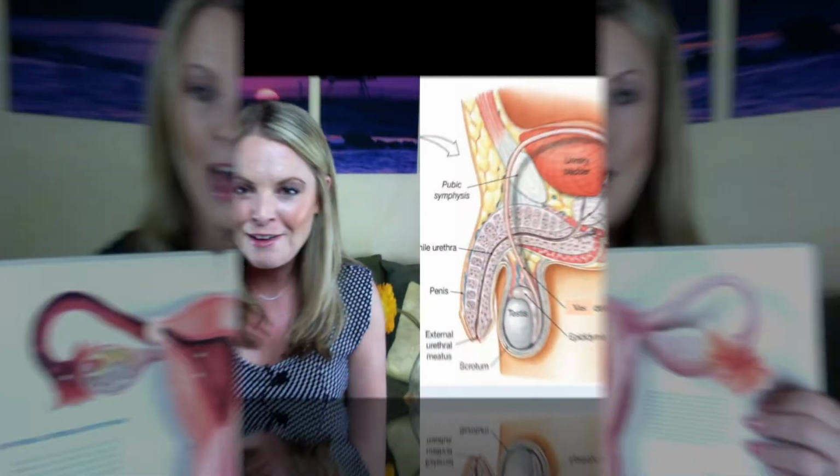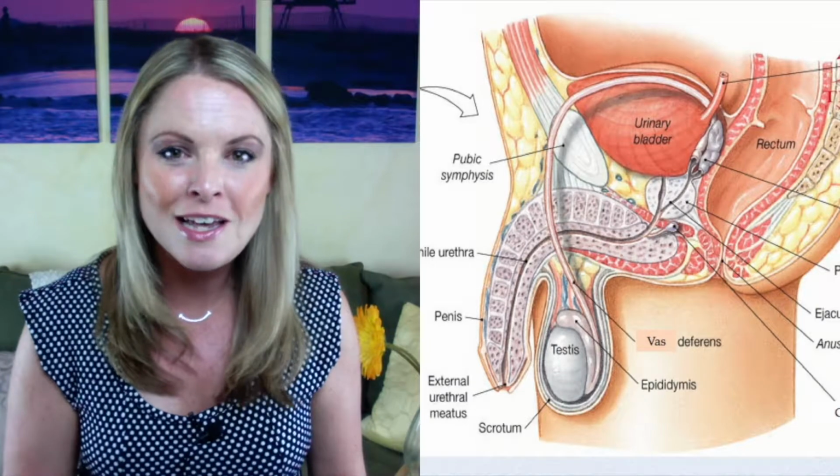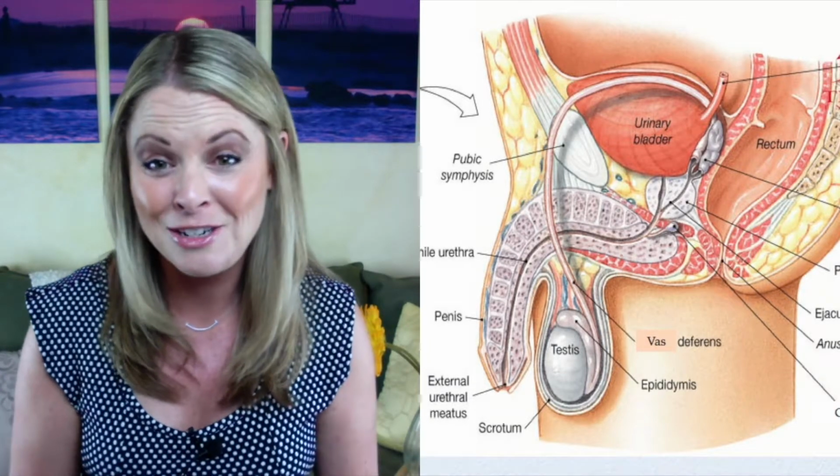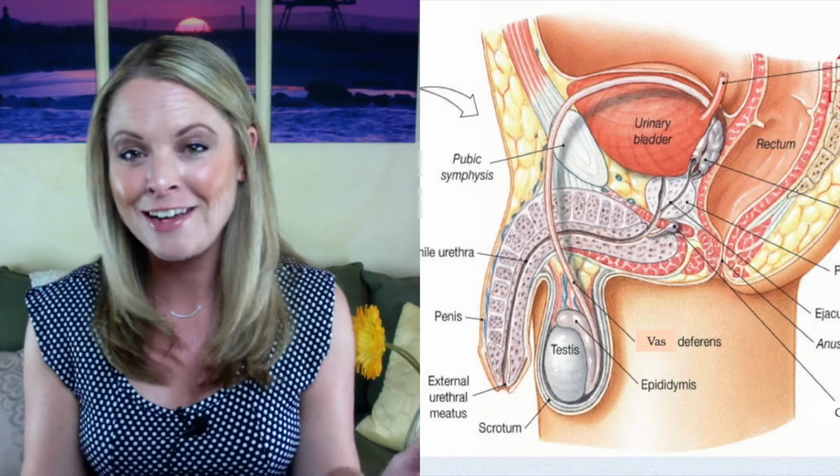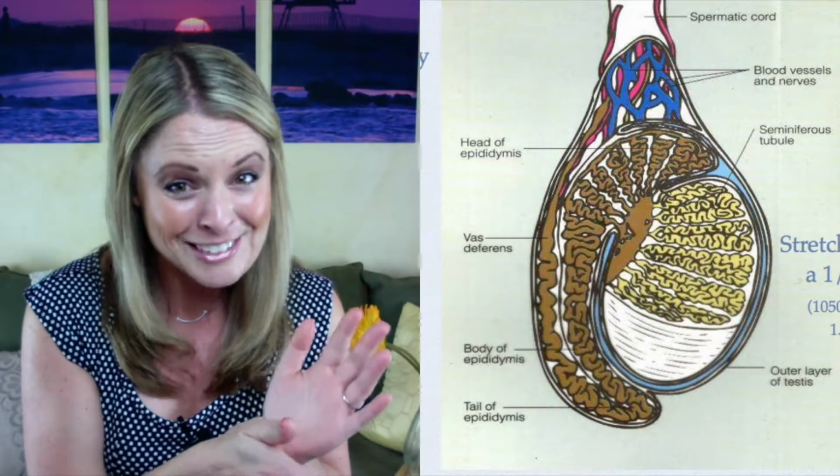So I'm going to show you again a picture of the woman's reproductive system. Remember this? Okay, so what we're going to do is actually take a look at what a testicle looks like. So don't try this at home, but let's imagine we cut one in half.